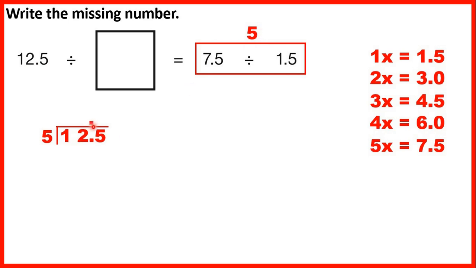So we can copy up our decimal point, and 12 divided by 5 is 2, remainder 2. 25 divided by 5 is 5. So our missing number is 2.5.